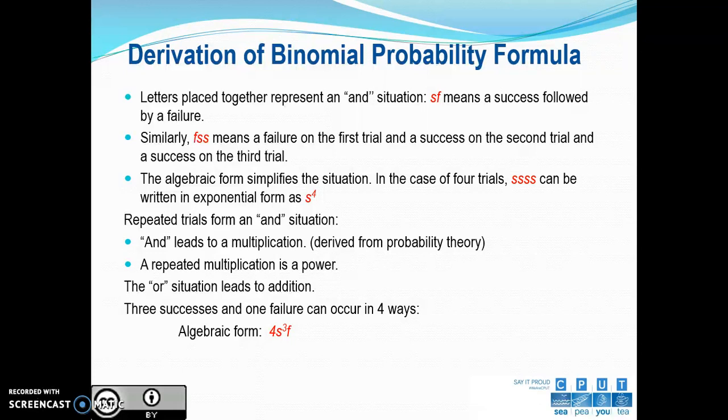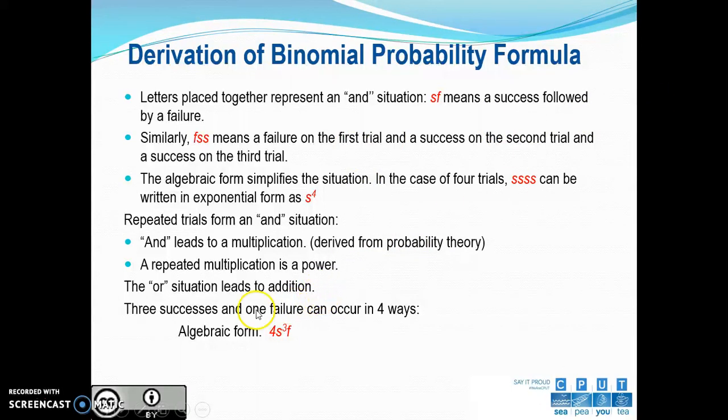The algebraic form simplifies the situation. In the case of 4 trials, 4 consecutive successes can be written in exponential form as S to the power 4. Repeated trials form an AND situation and lead to a multiplication. We've seen that from the probability theory that was explained in the earlier slide. A repeated multiplication is a power. The OR situation leads to addition.